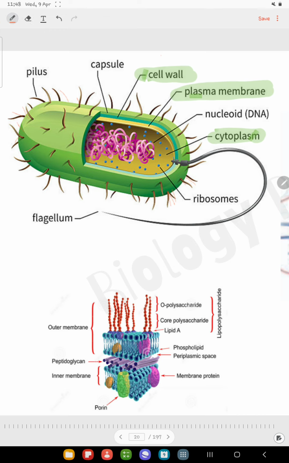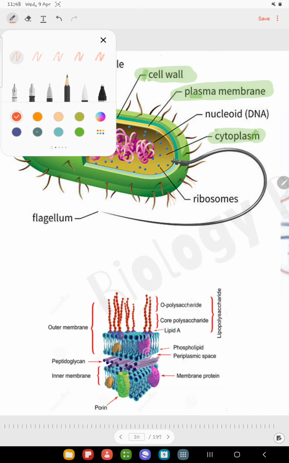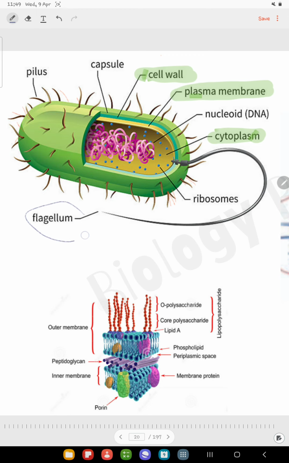The other extra structure that we have is the flagella. The flagella is used for movement, and it's a long hair-like structure also made up of protein. Some bacteria have one flagellum, other bacteria have a group or tuft of flagella on one side, or maybe on two sides, or maybe the flagella surround the entire bacteria. While other types of bacteria don't have flagella for movement.